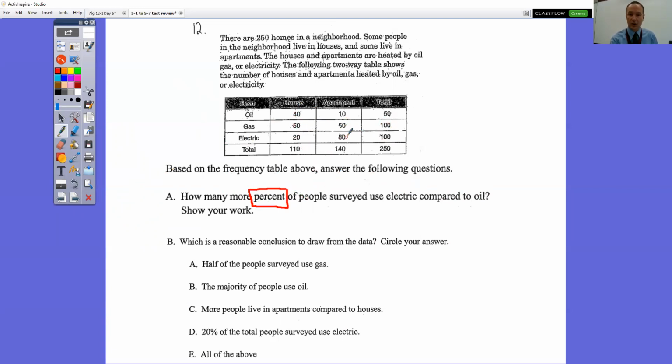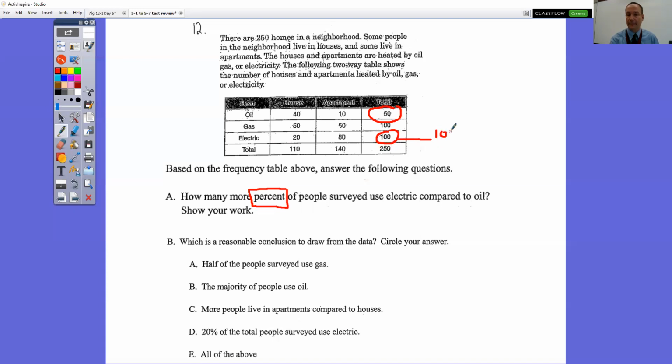These are actual numbers. If they just said how many people, then we'd be doing 100 people used electric compared to 50 people using oil. So it'd be a 50-person difference. But in this question, they're not asking you about people. They're asking you about percentages. So we need to find the percents first.